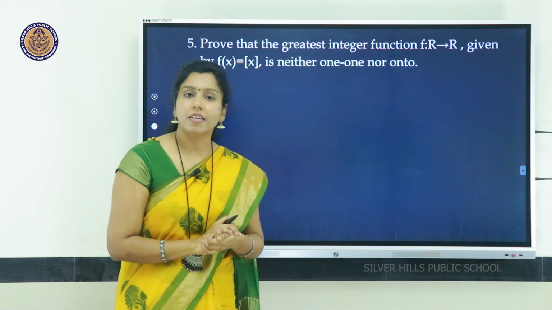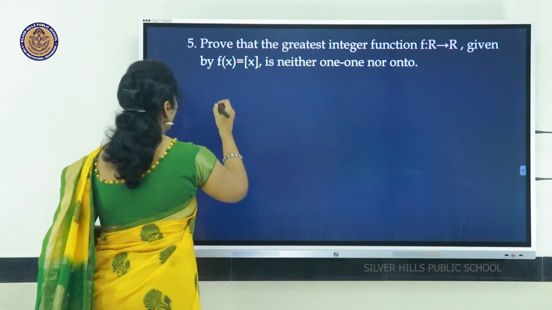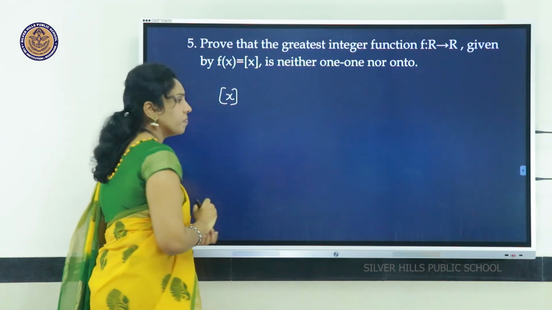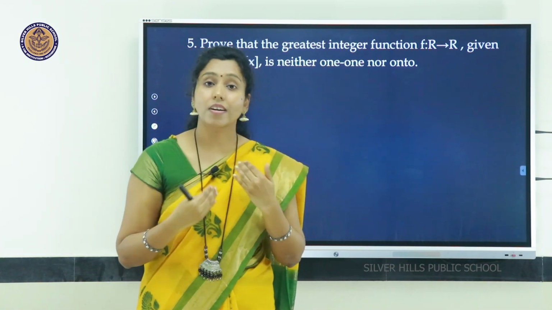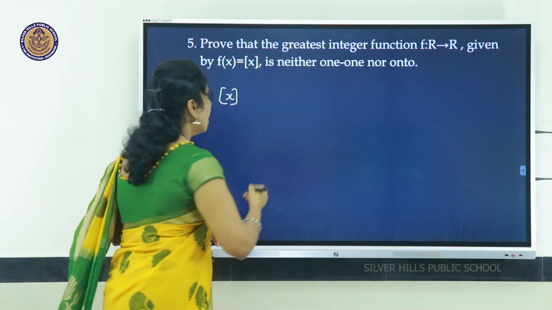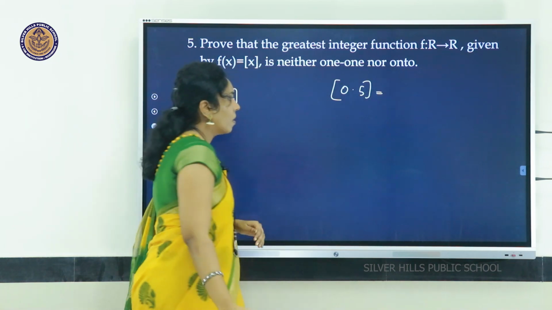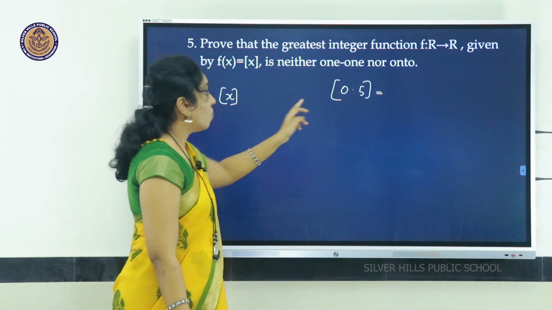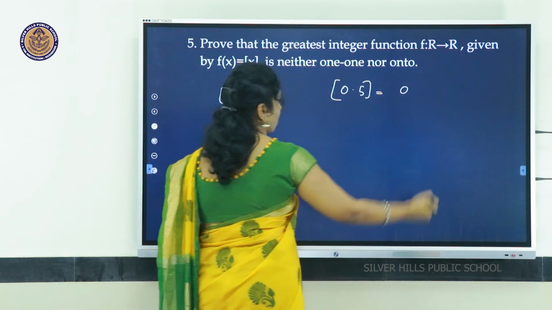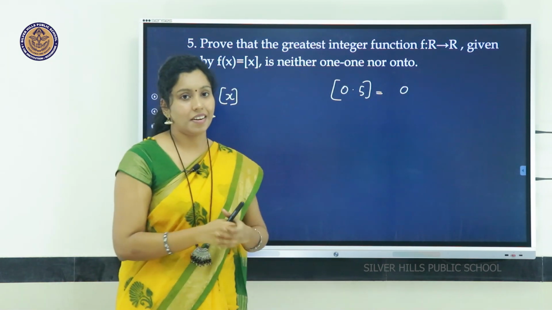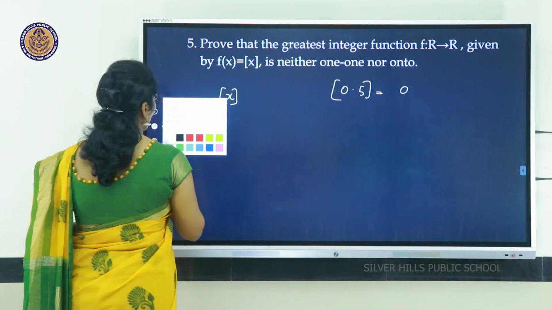So, children, what do you mean by greatest integer function? What is the definition of greatest integer function? If I write greatest integer x, what does that mean? It means the answer will be an integer which does not exceed the value x. For example, if I consider box 0.5, what is the answer? I need an integer which will not exceed 0.5. So, the answer is 0. Greatest integer not exceeding x. Now we are going to prove this is not 1-1 and not onto.